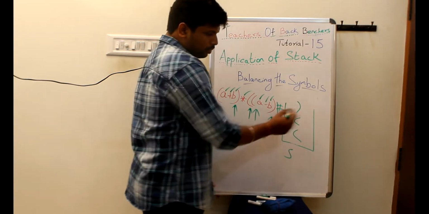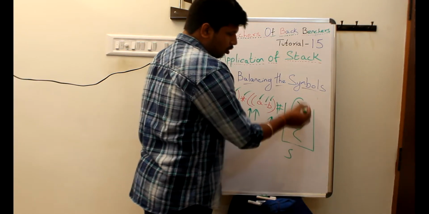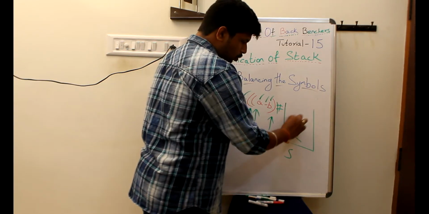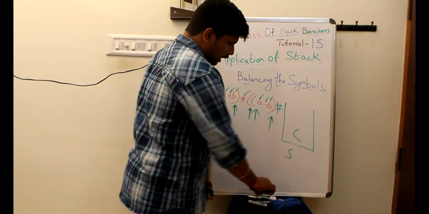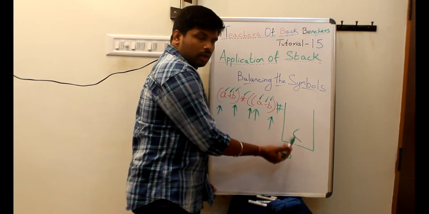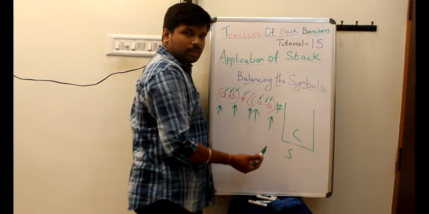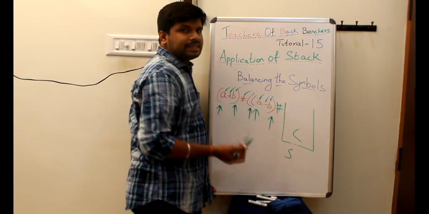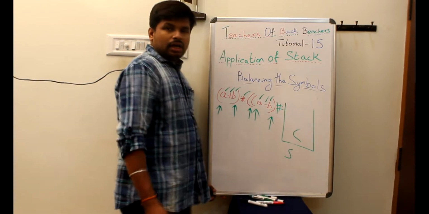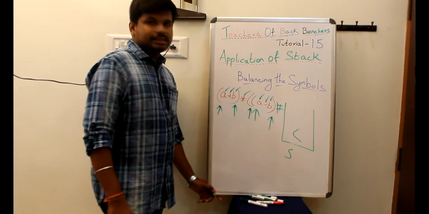Okay, so once close parenthesis is there, we can pop a set of parentheses, which is being popped out, and we have reached the end of the expression, and still we are having one symbol inside the stack, which means that this is not a balanced expression. So this is how we are implementing stack ADT in balancing the symbols.